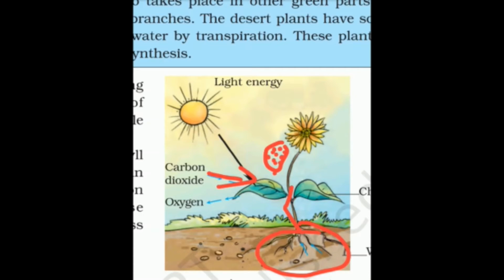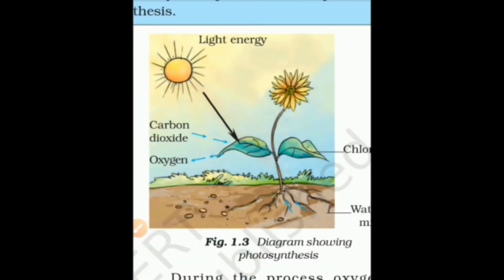The green pigment present in the leaves is called chlorophyll. So it absorbs the sunlight. So the sun is the ultimate source of energy for all living organisms. So as the raw materials reach the leaf, it prepares food in presence of sunlight. Photo means light, synthesis means preparation. So preparation of food in presence of light is called photosynthesis.